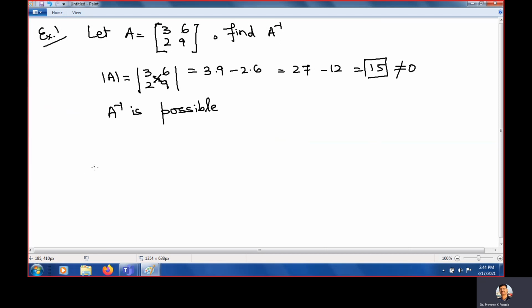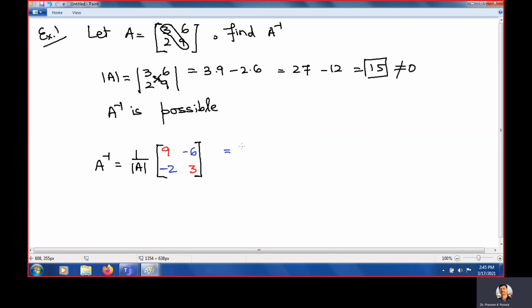And if A inverse is possible, what is the value of A inverse? It is 1 upon determinant of A. Interchange the principal diagonal entries. These two entries you need to interchange: 3, 9 will become 9, 3. Interchange. Clear? And what about the other two? 6, right, minus 6. Multiply by minus. 2, minus 2.